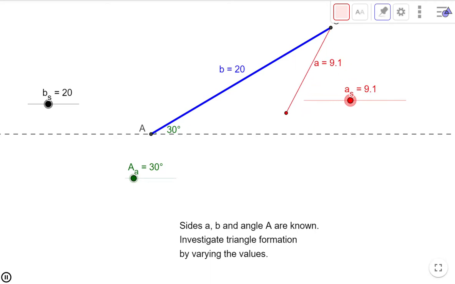So here we are with it too short, and I'm going to slowly extend it. Something you'll understand if you've studied trigonometry is that once this is 30 degrees, then the opposite will be 10 if it's a right angle triangle. So we're predicting something special would happen at 10. So 9.9 is still slightly too short.